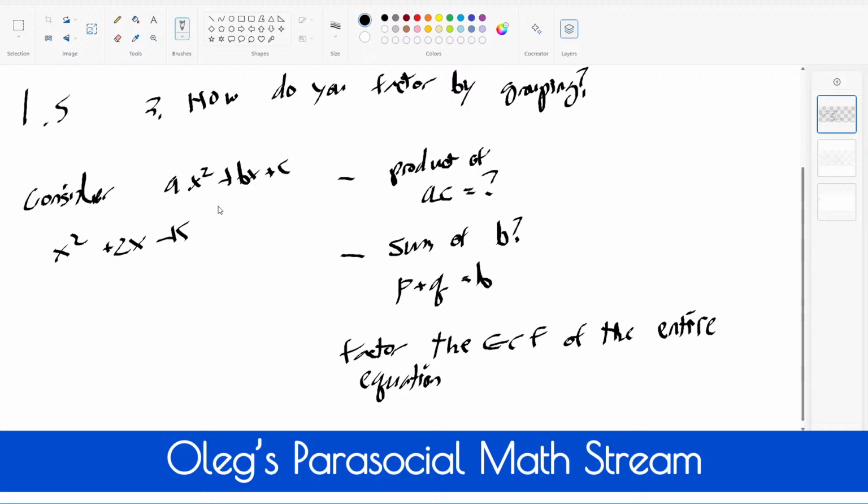Okay, so we want to know what is a times c. A is 1 and c is negative 15. 1 times x squared is the same thing as x squared, right? So that's why a is 1. So a times negative 15 is equal to negative 15. And we want to know what p plus q is equal to b. So in this case, b is 2.